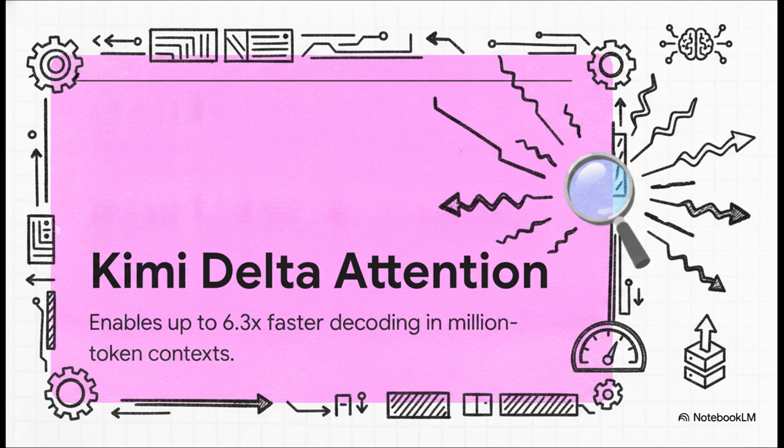Now, handling 1 million tokens of context usually creates this massive computational bottleneck when decoding. Well, KDA fundamentally solves this. It allows the model to process information up to 6.3 times faster when working inside those huge context windows. Basically, it's the engine that makes a 1 million token claim actually practical to use in the real world.